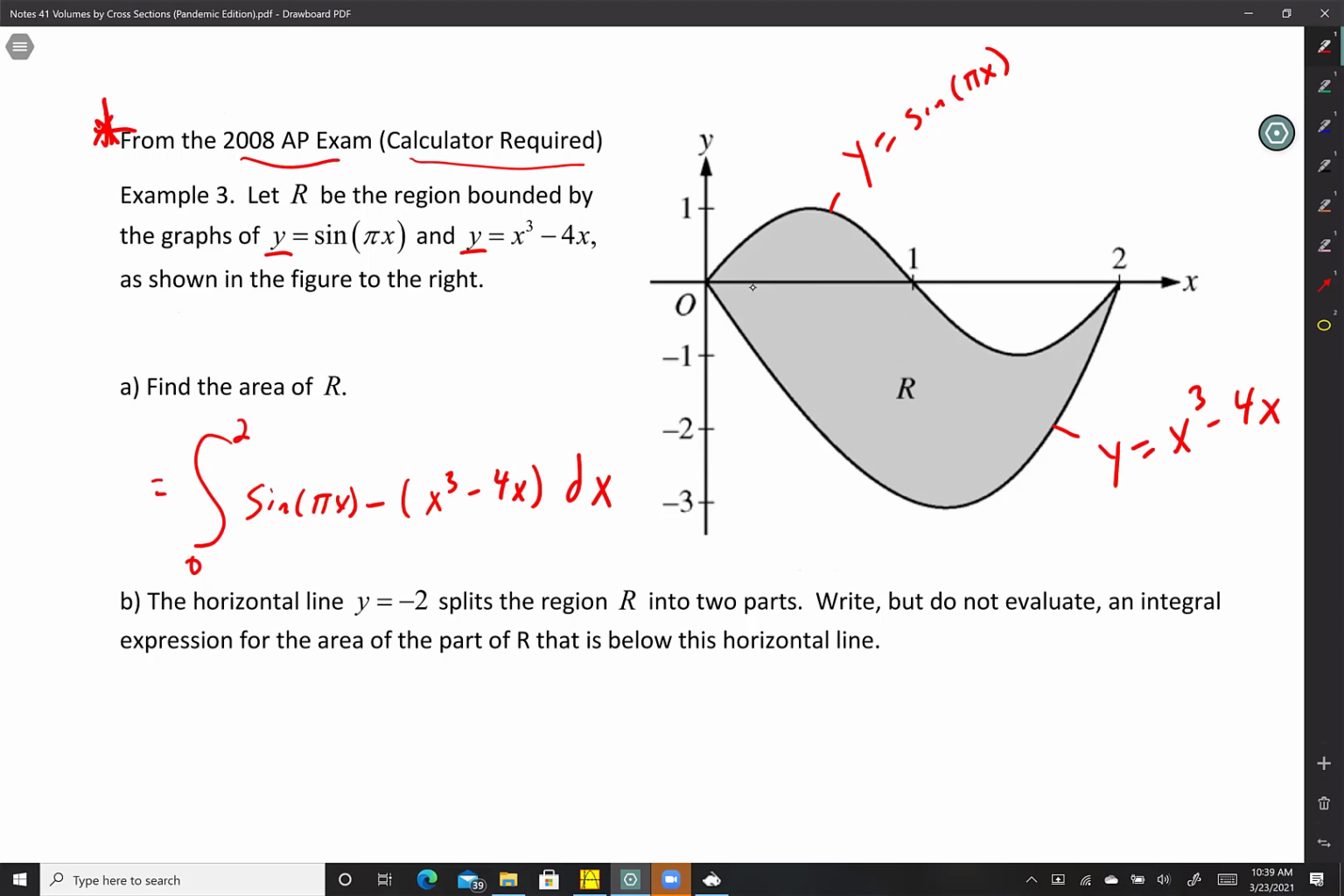This is what I would write. On the calculator section, do you have to simplify anything? No. This is called the setup. That's all you have to show, and the answer that you get from the calculator. So here we go. I'm going to get my calculator. I'm going to type sine pi x in y1, and x cubed minus 4x in y2.